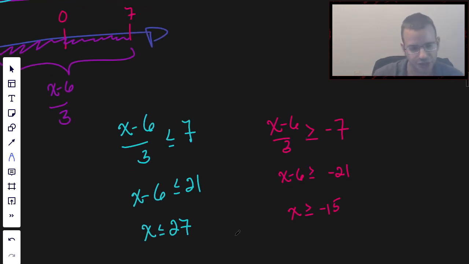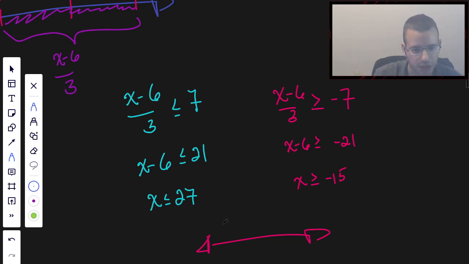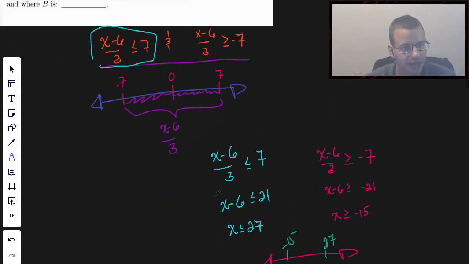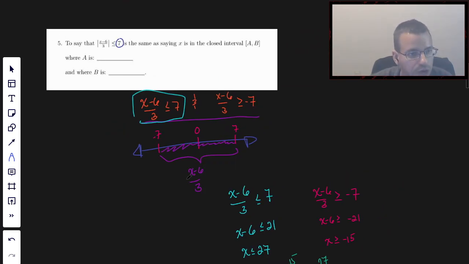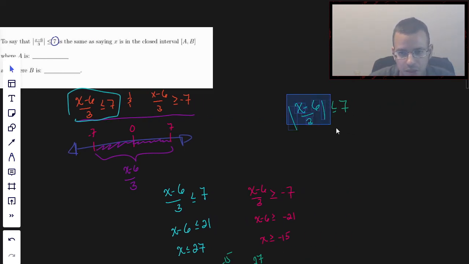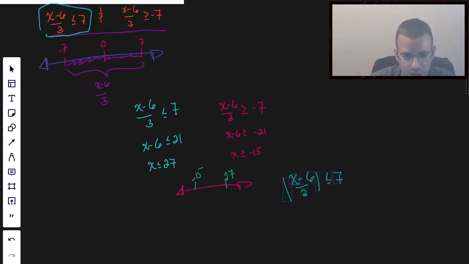Yep. And so then we're going to draw this on the timeline. You don't have to, but I want to because it makes me feel better. This says that x is in between negative 15 and 27. So to check that, I am going to plug them in to our equation up here. The absolute value of (x minus 6) over 3 is less than or equal to 7. Copy this, bring it down, take a look at it.